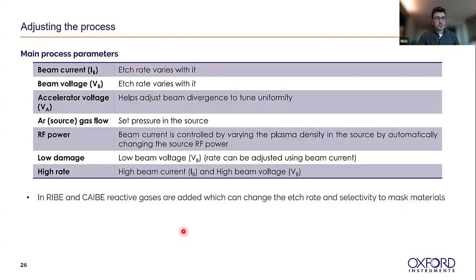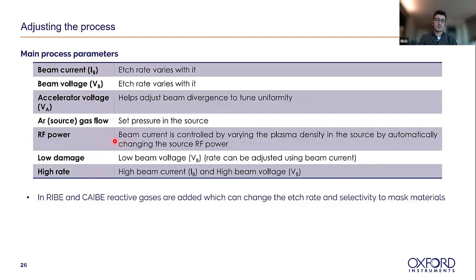When we talk about ion beam etching, the main things that we look at for adjusting the process, you can see on the left here, are a few of the main processing parameters. There's the beam current and the beam voltage. These are adjusted by varying the grid voltage that you have in the ICP plasma. The accelerator voltage, again, is set by the grid.